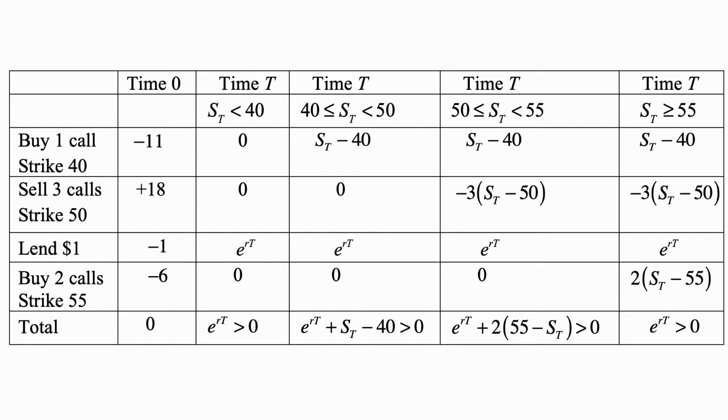If S sub t is greater than or equal to 55, buy 1 call strike 40, payoff is S sub t minus 40. Sell 3 calls is minus 3 times S sub t minus 50. Lend $1, the payoff is e to the RT. Buy 2 calls, strike 55. The payoff is 2 times S sub t minus 55. And if you net all of those, all you get is e to the RT, which is positive. Therefore, there's a positive payoff. So you can see that in every possible state of the world, there's a positive payoff. 0 net amount of money spent on the position. This is an arbitrage.